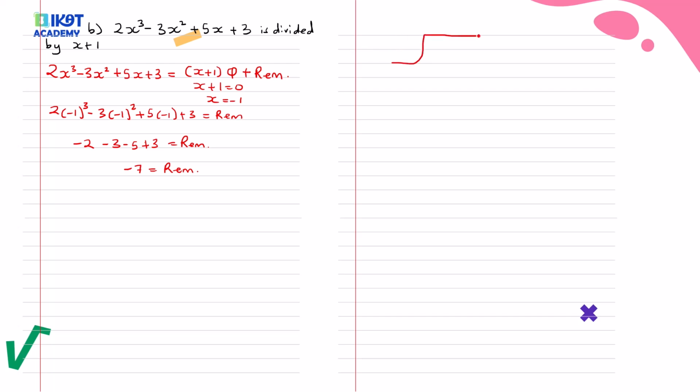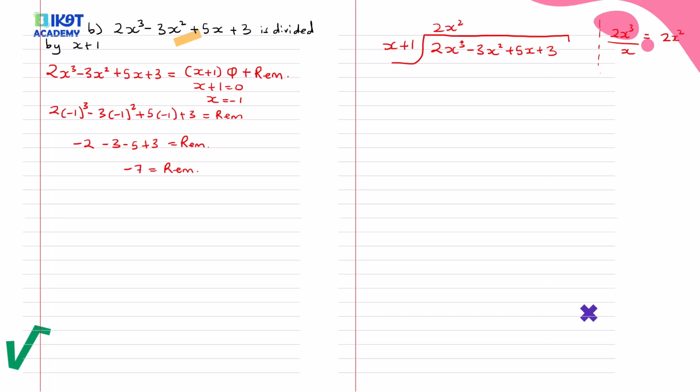So we draw a long division sign, then we put in 2x cubed minus 3x squared plus 5x plus 3. Then this is x plus 1. Like I told you last time, we are always trying to eliminate the term on the outermost left side. So we are going to say 2x cubed out of x. What do we get? We get 2x squared.